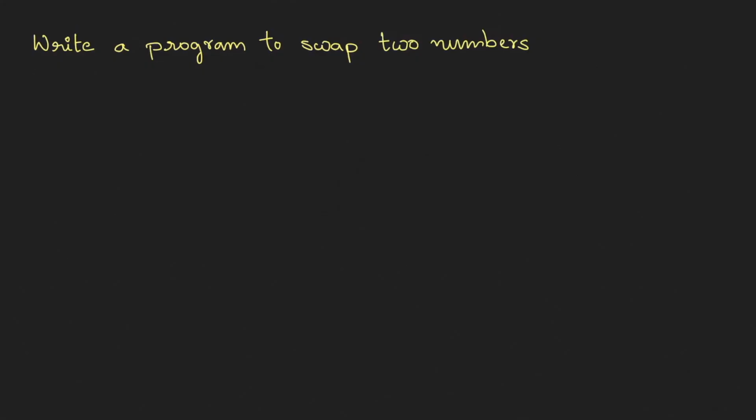Write a program to swap two numbers. This can be implemented with different methods. So let's start with the easiest one. Let's say we have two variables a and b. Let's take one more temporary variable temp.